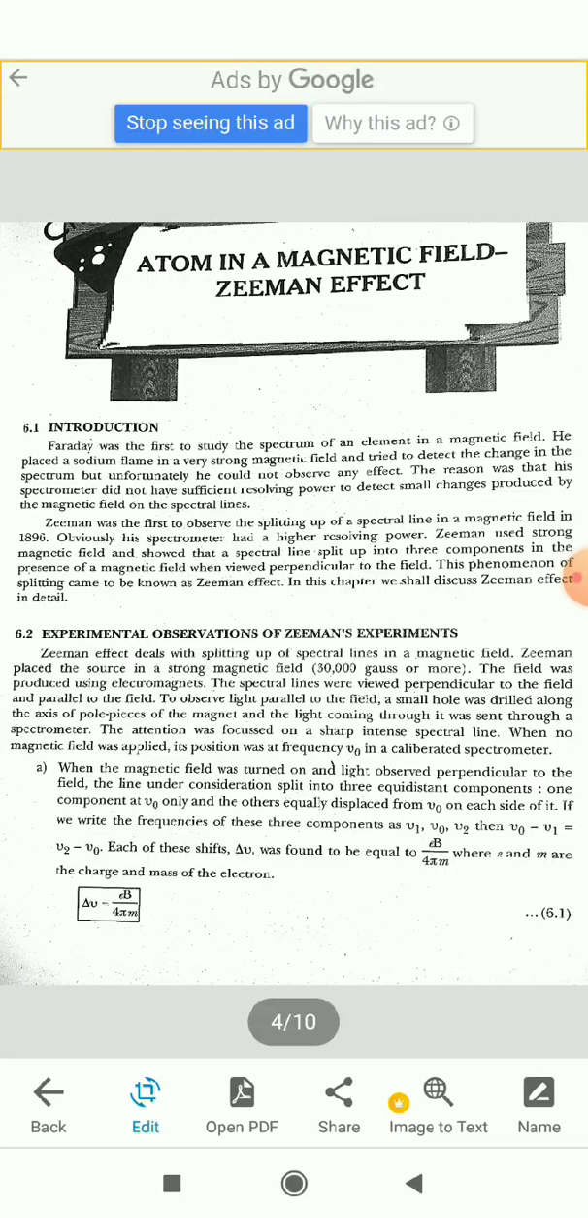Students, as we know, whenever atoms are placed in a magnetic field, they acquire additional energy due to the magnetic field. This means the electrons in particular orbits have angular momentum, which can be specified by the orbital quantum number.